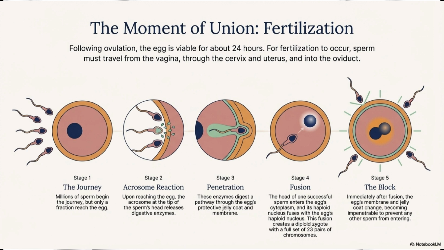And this is that final critical moment. Remember that acrosome we talked about? Here you see it in action. It releases those enzymes that digest a path right through the egg's protective jelly coat. The instant one sperm gets through and its membrane fuses with the egg's, a chemical reaction happens that makes that coat impenetrable. It's a vital security system to make sure the zygote gets exactly the right amount of genetic material, one set of chromosomes from each parent, and no more.